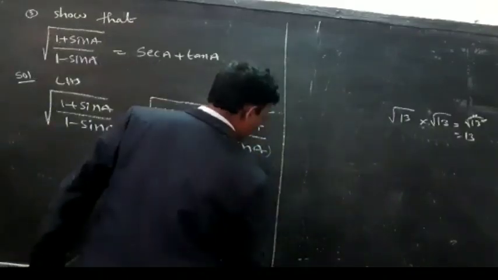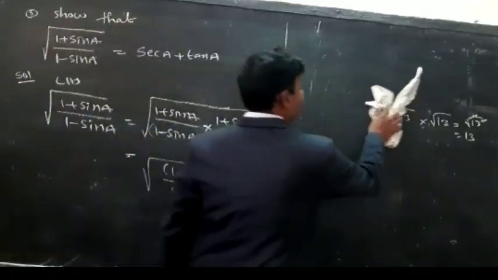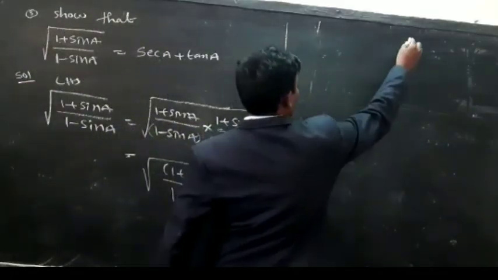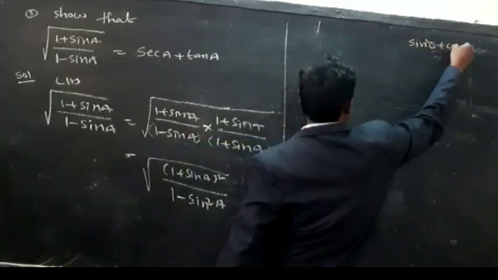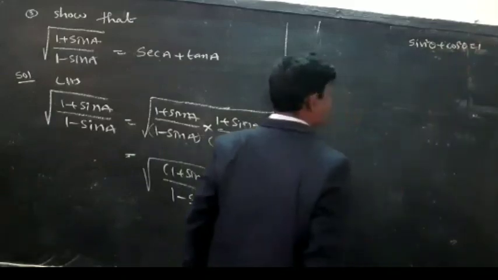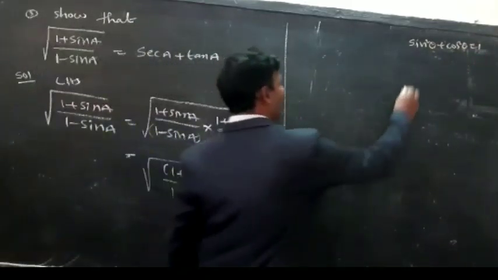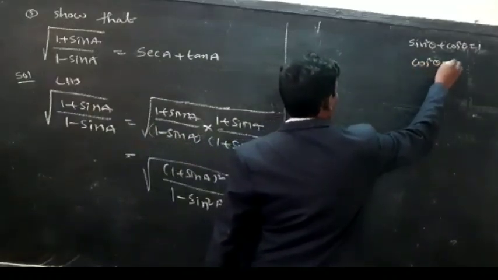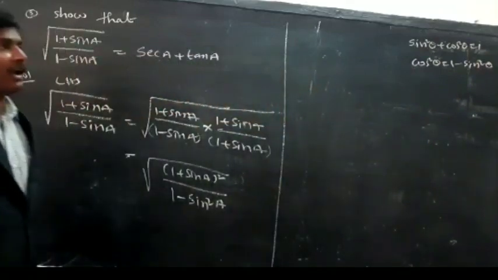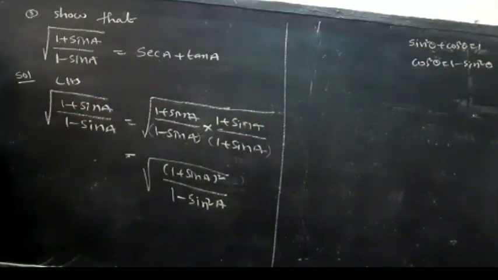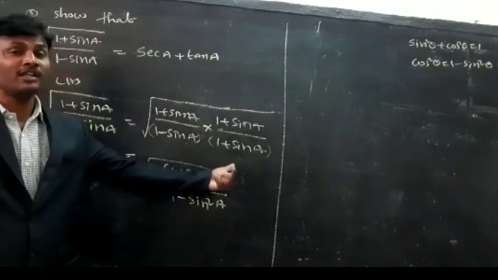So according to the first identity, what is the first identity? Sin square theta plus cos square theta is equal to 1. So from that, what can we write here? Cos square theta is equal to 1 minus sin square theta. By using that, in the place of 1 minus sin square A, I am going to write cos square A.